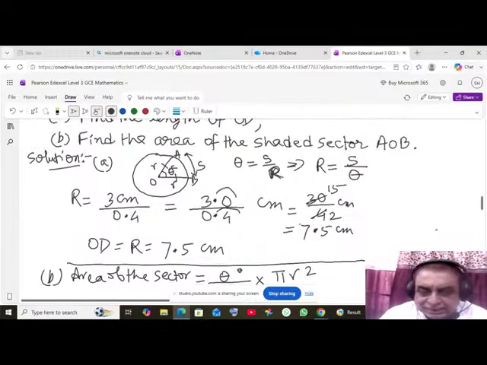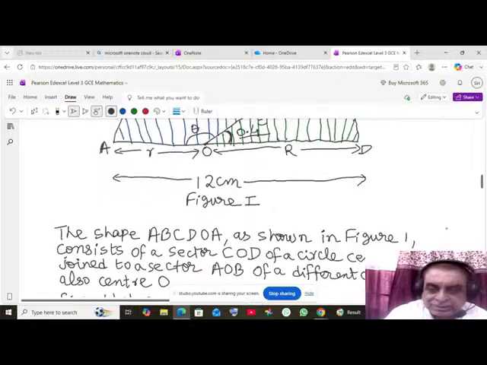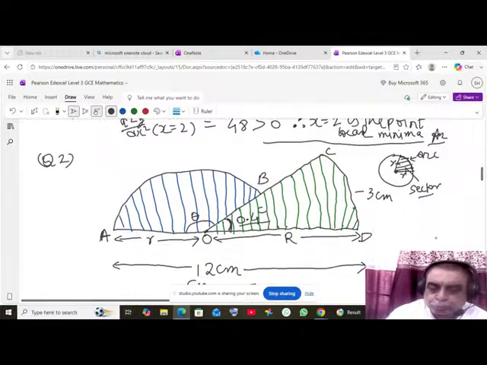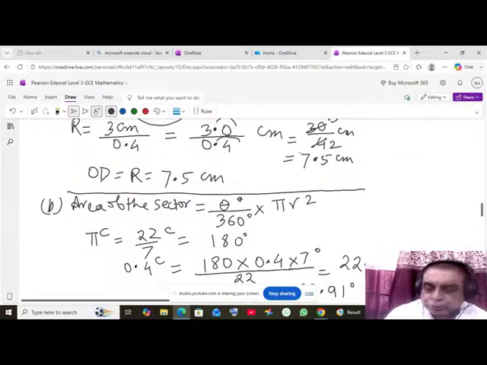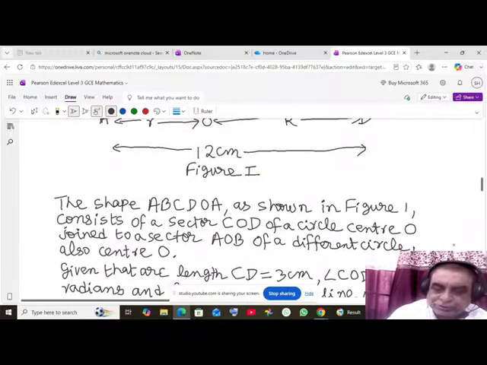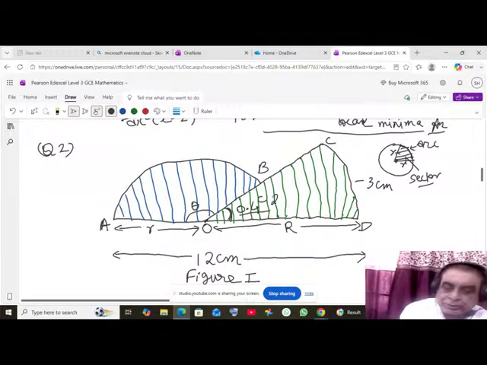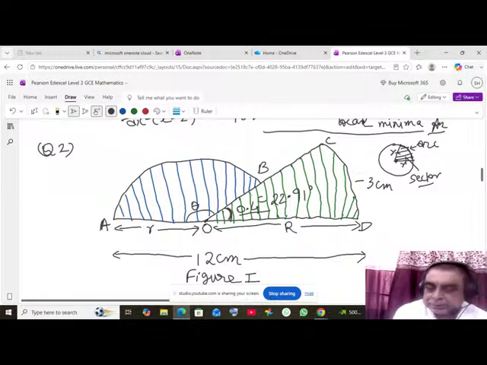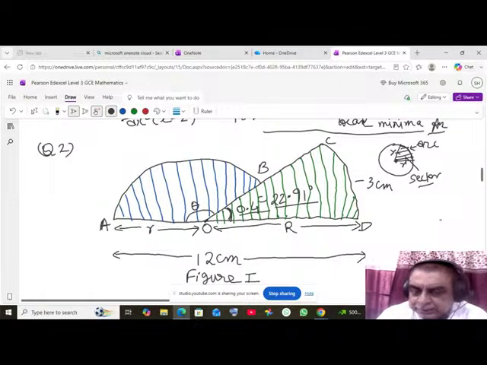So this angle theta, 0.4, is 22.91 degrees when we change this angle to degrees. Now because AOD is a straight line, what will be the angle value AOB? From 180 you will subtract this angle, because when there is one straight line, the two adjacent angles together add up to 180 degrees. It is called linear pair.